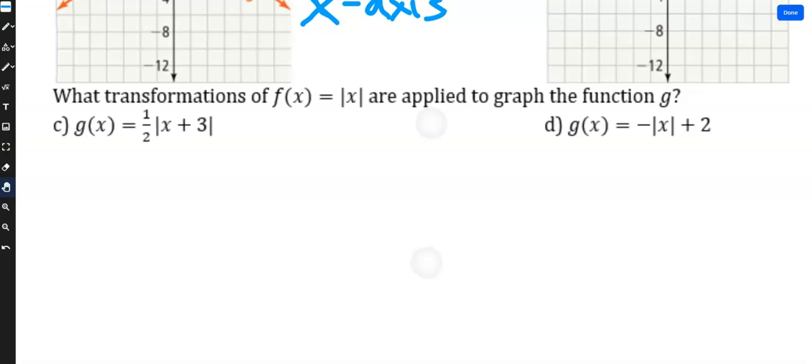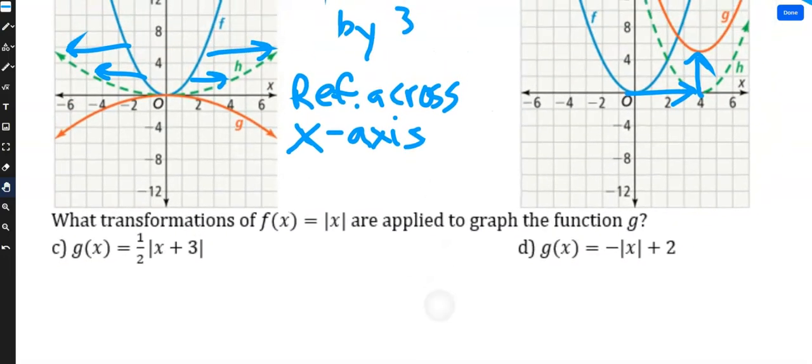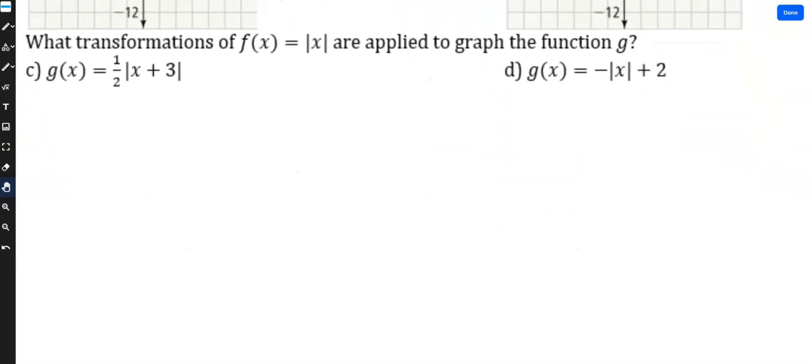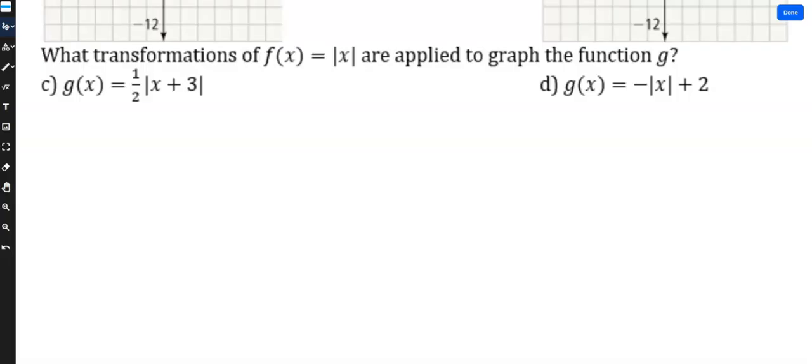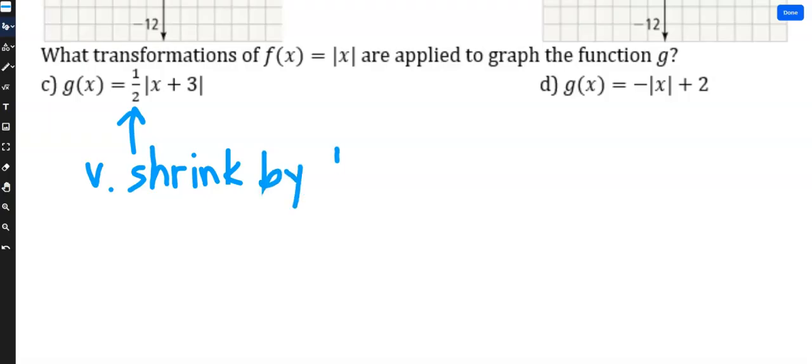What transformations are applied to the graph? Is there a graph drawn? I wonder if I accidentally attached it to the next slide. Let me check. Nope, they just wanted a description. So this is on the outside, so this is a vertical shrink by 1/2. And this is on the inside, which goes against your common sense, so that's left 3.